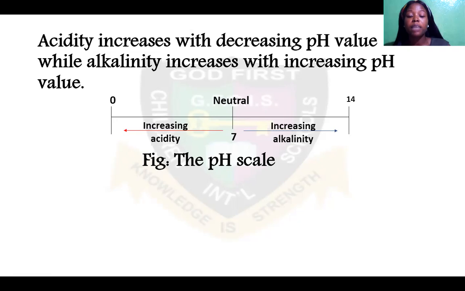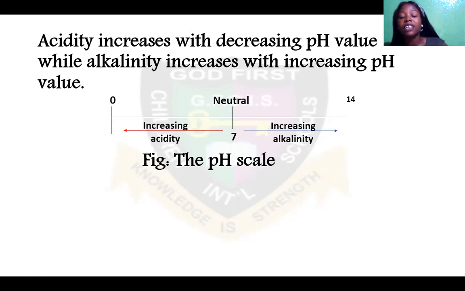Now, for example, if you have three substances whose pH values are 6, 4 and 1, 1 is more acidic than 4 and 4 is more acidic than 6. So it means that as the value is decreasing, the acidity is actually increasing.